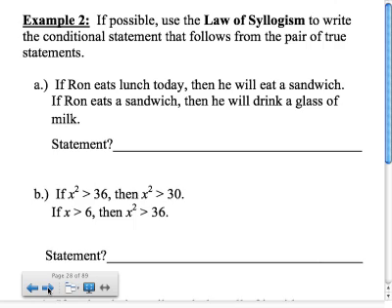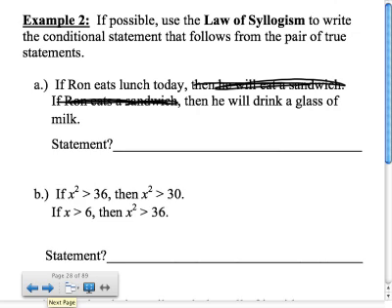All right, so we're going to use the law of syllogism here if we can. It says, if Ron eats lunch today, then he will eat a sandwich. If Ron eats a sandwich, then he will drink a glass of water or drink a glass of milk. Then the conclusion that we can draw is this. If Ron eats lunch today, then he will drink a glass of milk.